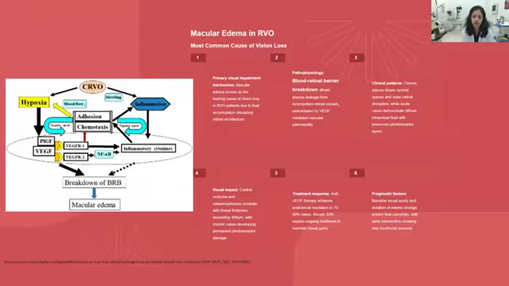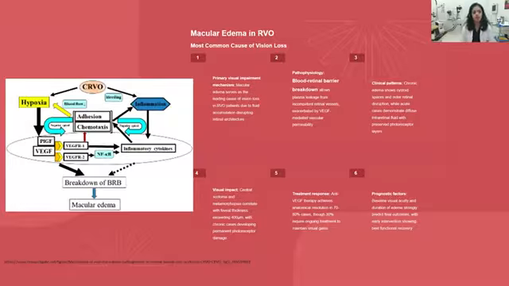So it's important to pick up macular edema early and treat it early. Of course, anti-VEGF is the main treatment. I will come to that a little later. And prognostic factors can be baseline visual acuity and duration of edema, which can predict the final visual outcomes.